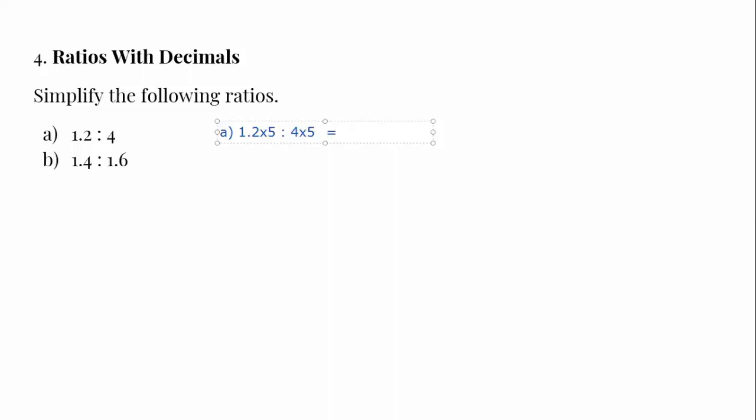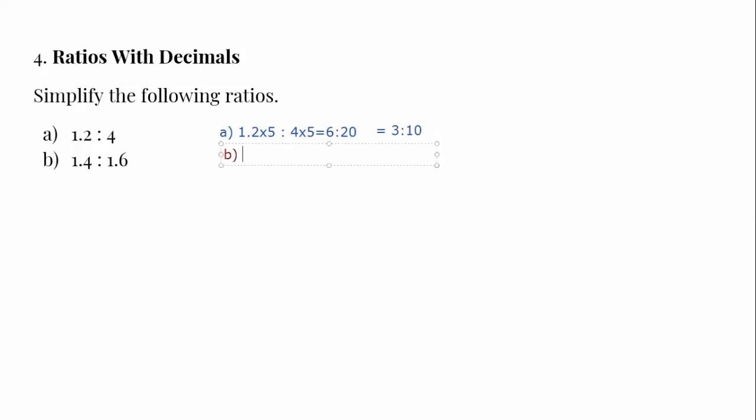This can be done by multiplying both the values of the ratio by 5, which is 1.2 times 5 is to 4 times 5, that equals 6 is to 20. Further simplification will make the ratio into its simplest form, that is 3 is to 10.